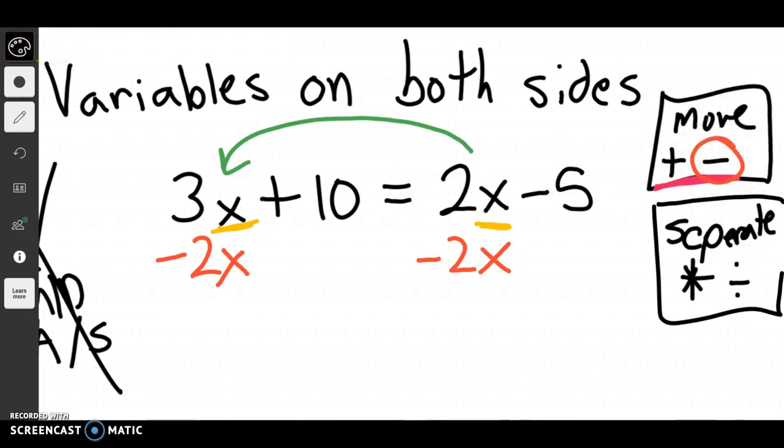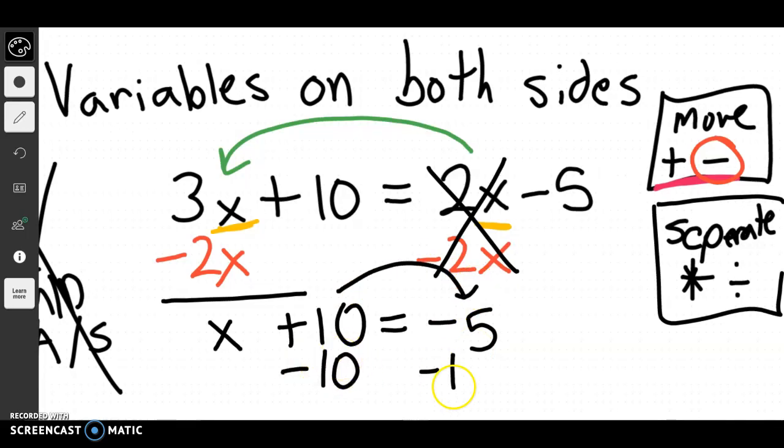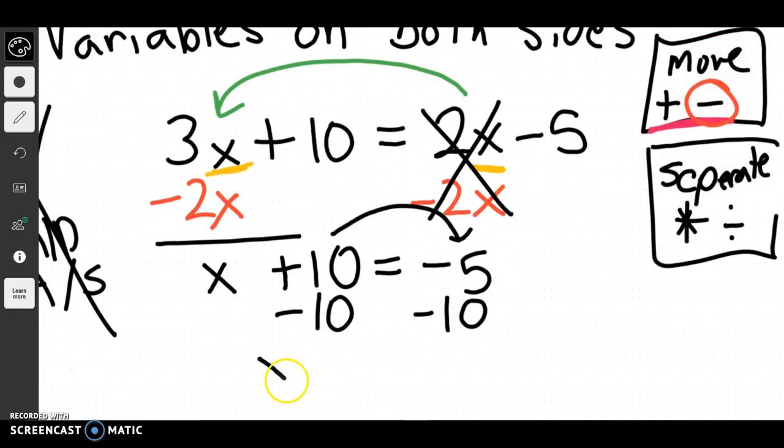We're going to subtract because it's a positive 2, so 2 minus 2 will cancel. A 3x and a positive 2x will just give me x plus 10 is equal to negative 5. And again, I would like to move this to the other side, so I'm going to subtract 10 from both sides. And I'm going to get my final answer to be x equals negative 15.